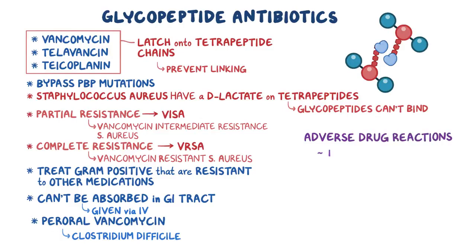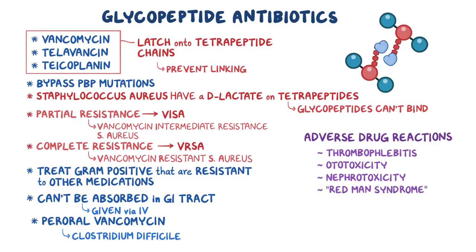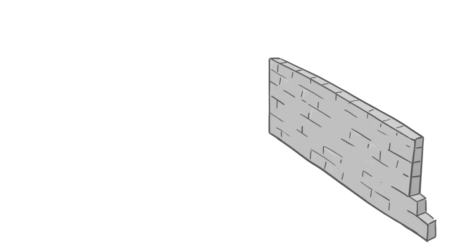Adverse drug reactions include thrombophlebitis, ototoxicity, nephrotoxicity, and so-called red man syndrome, which is caused by diffuse flushing. Back again to the mnemonic. We're now looking at the wall and we have 3 vehicles representing these medications.